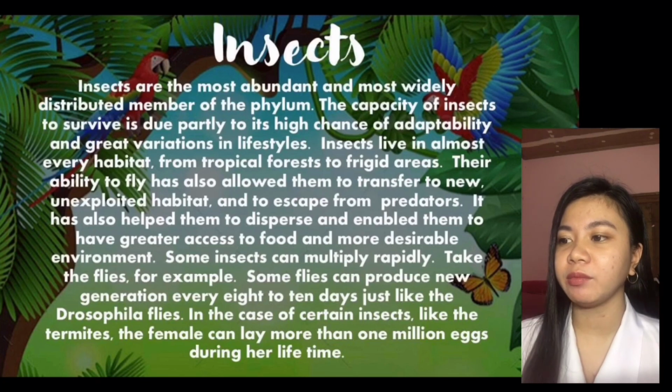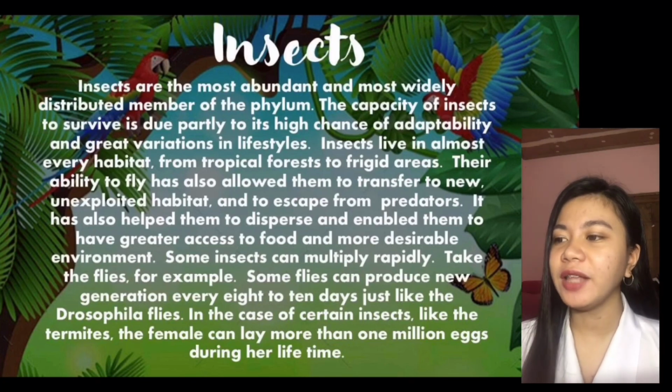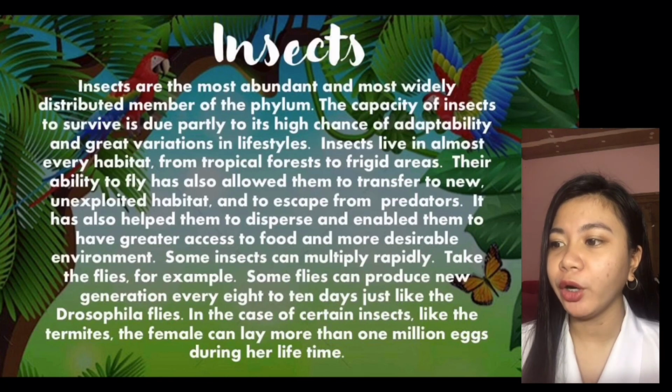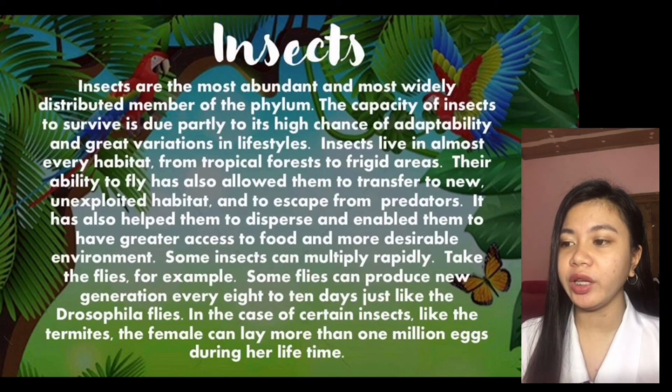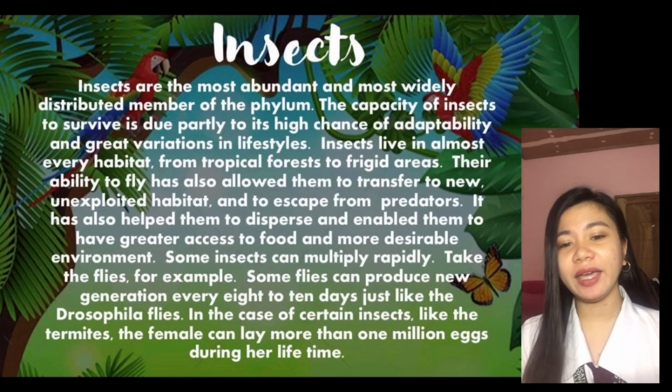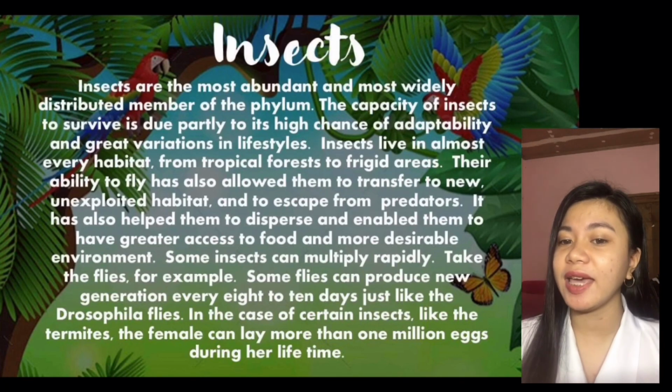Some insects can multiply rapidly. Take the flies for example. Some flies can produce new generation every 8 to 10 days just like Drosophila flies. In the case of certain insects, like the termites, the female can lay more than 1 million eggs during her lifetime. So, yun nga po, we all know na ang insects po is makikita natin kahit saan.